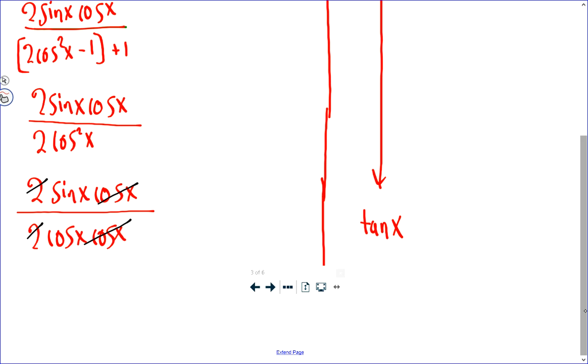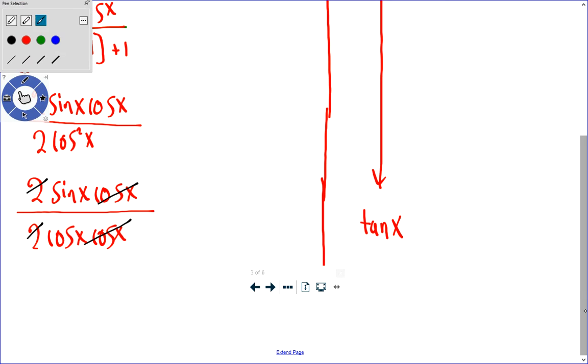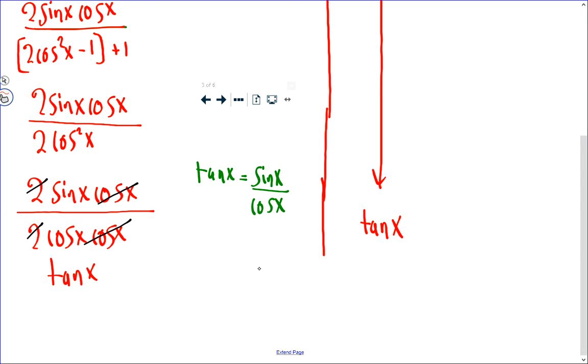And what we have on the left-hand side is sine of x over cos of x. But you know from your formula sheet that tan of x is sine of x over cos of x. So I can just write tan of x now on the left, and then I can say that the left-hand side and the right-hand side are equal to each other. And I'm done. That's the proof.